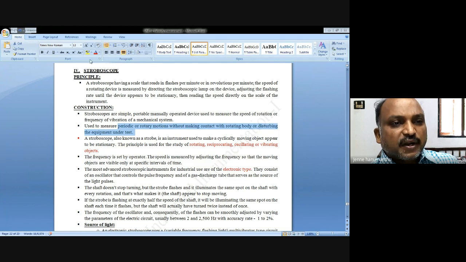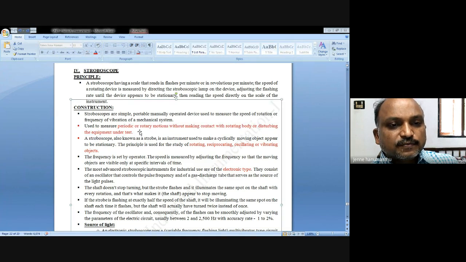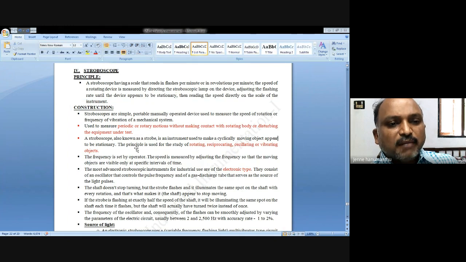This is important. So, for any periodic or rotating motions, you can measure very easily with this instrument. And one thing, you are not making any physical contact. Without making contact, you can measure the speed. This is a specialty of the instrument.